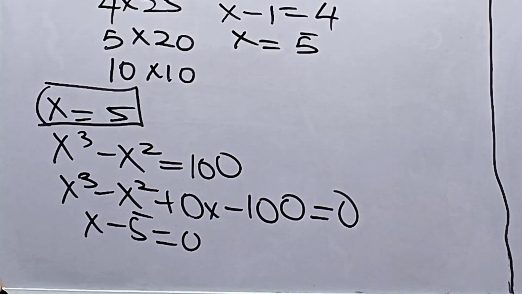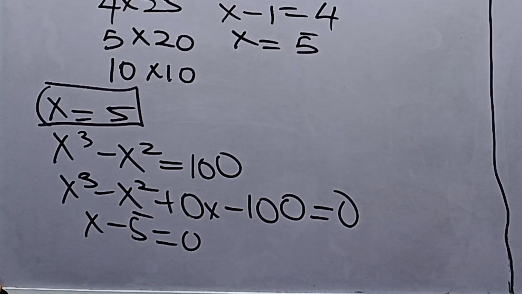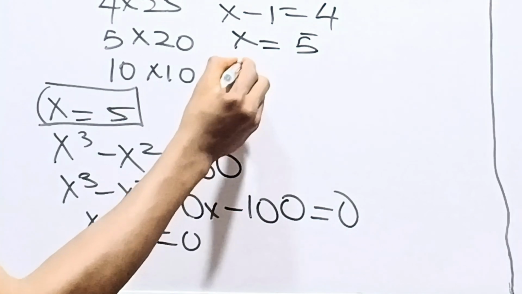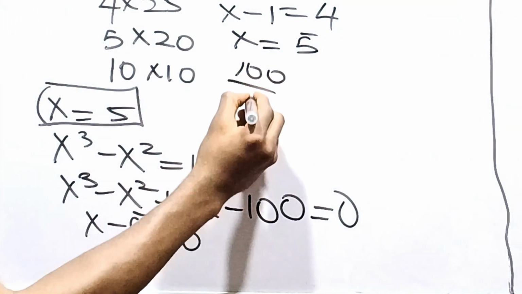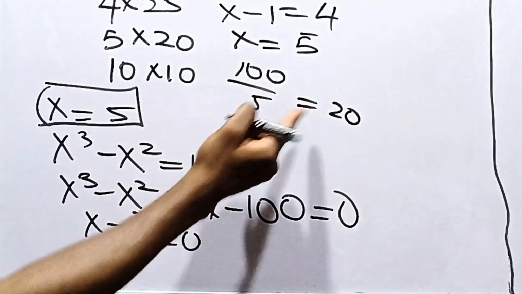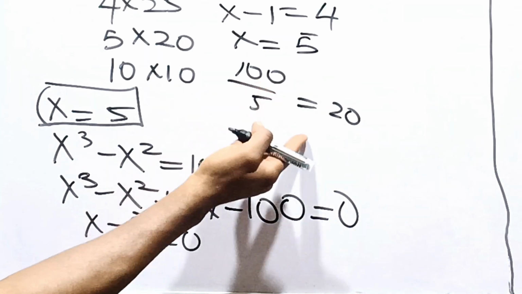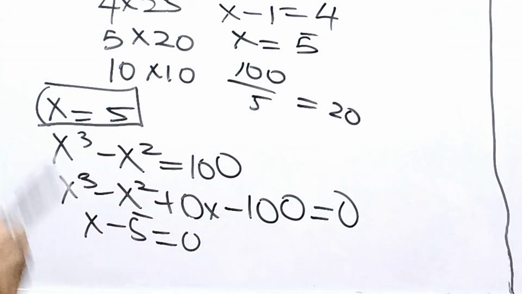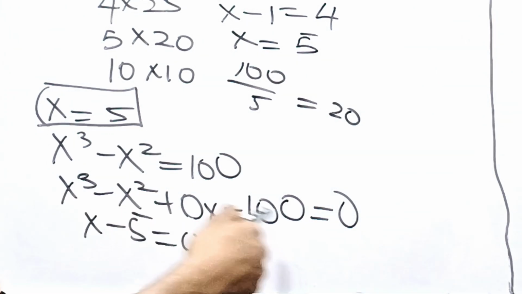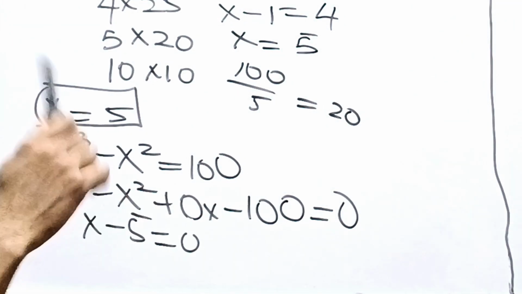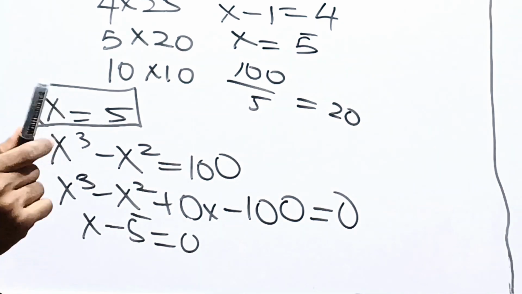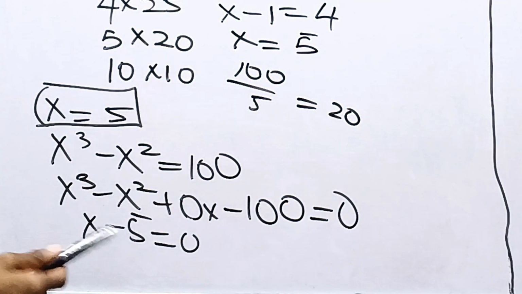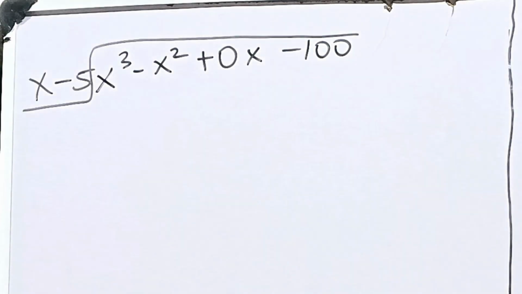Now, what do you know about factors or multiples? You know that when we divide, let's say for example 100 that we have here. If we divide 100 by 5, we should get 20. And if you divide 100 by 20, you should get 5. This means that when you divide a number by its factor, you should get the other factor, or say multiple, right? So it means if we divide this number by x minus 5, we should arrive at the two other answers for this equation. Okay, so let's do that now.